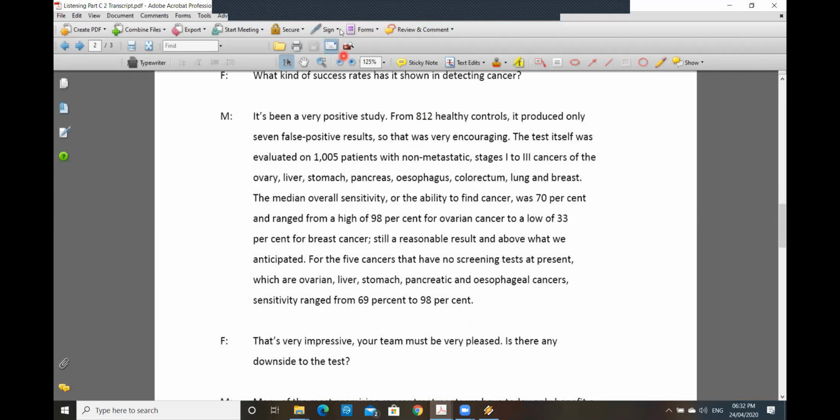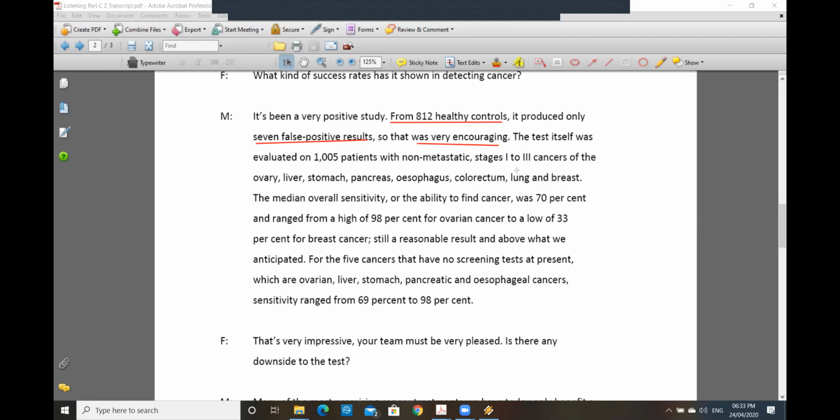He first went on to give some statistics. This is very, very common for listening part C. So he explained how 812 healthy controls were there, and only 7 results were false positive. So it is very encouraging. So you have 1 positive here.